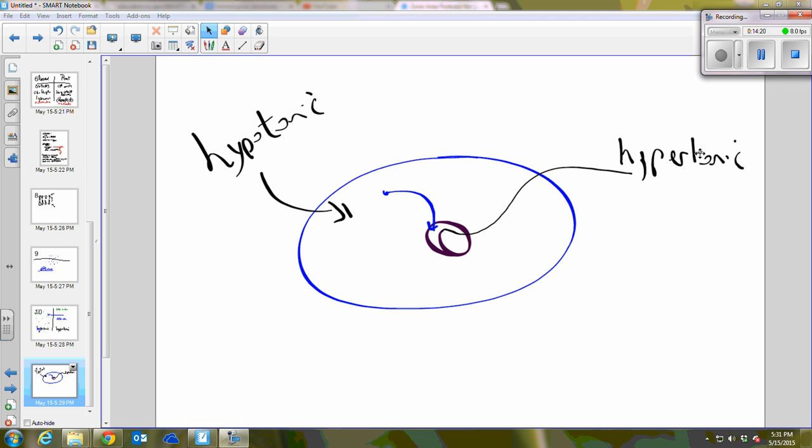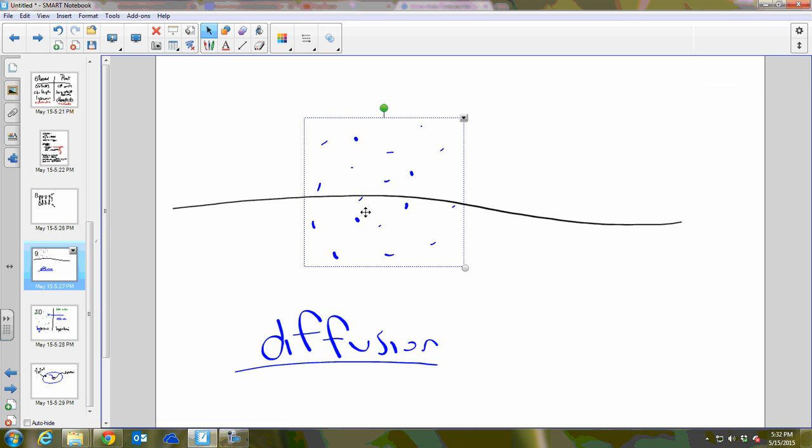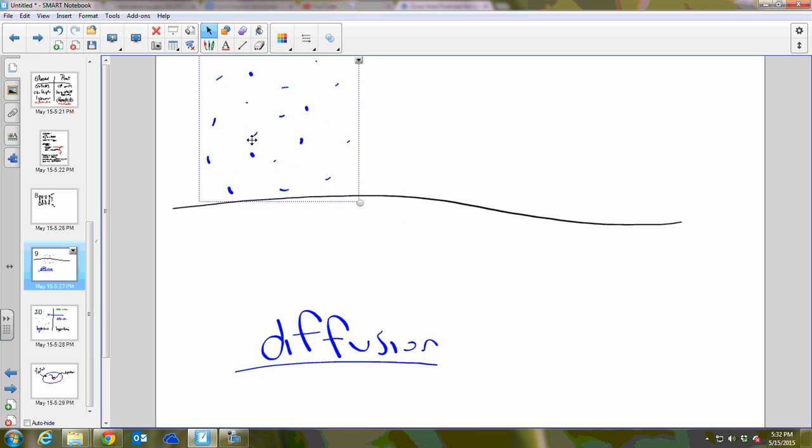Now that's passive transport, but you can also have active transport, and active transport is that sort of transport that requires energy. So going back to our concentration gradient, in order to create a concentration gradient like that, in order to push everything back up the hill, as it were, you need energy to do that.